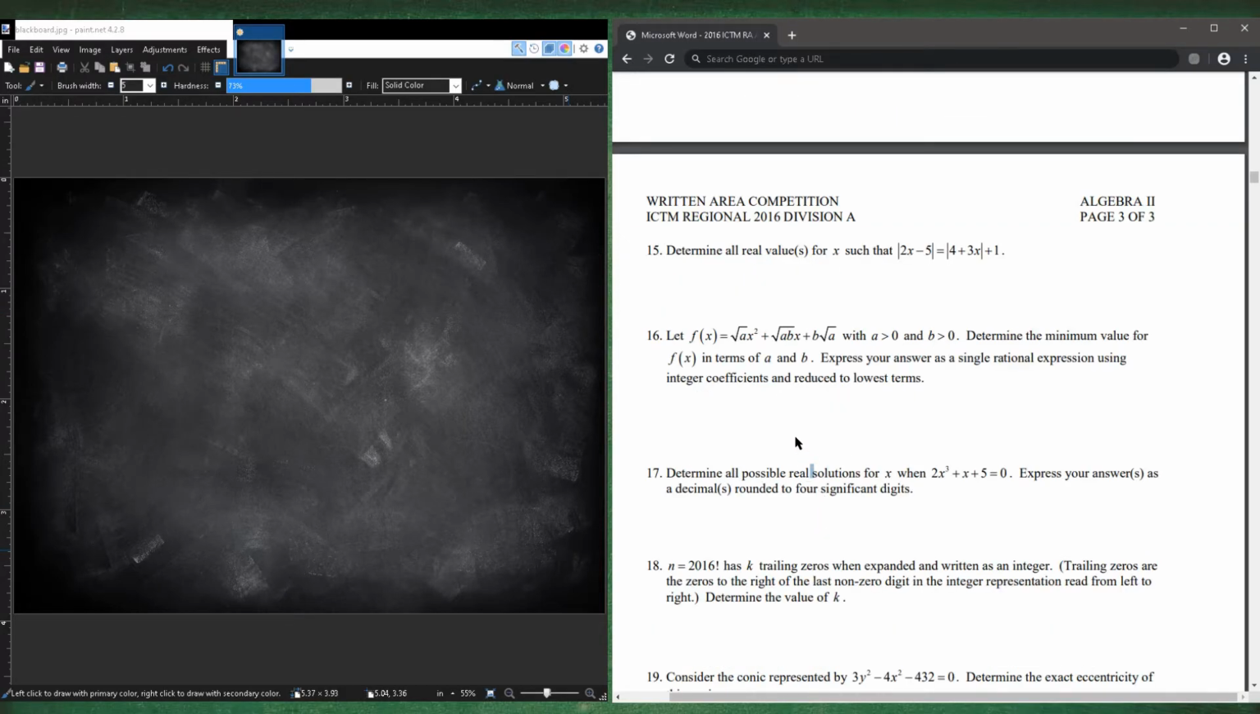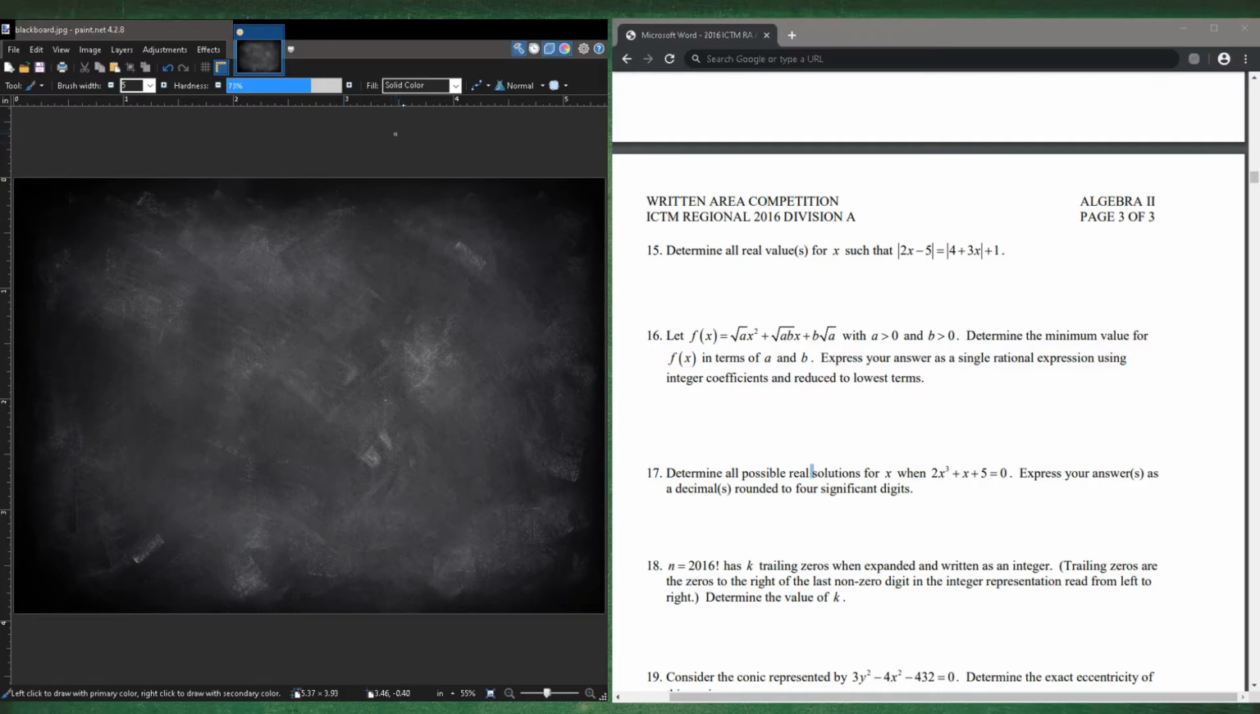Number 16, f of x is square root a times x squared plus square root a times b times x plus b times square root a, where a is positive and b is positive. Determine the minimum value for f of x in terms of a and b. This is just a quadratic, not the quadratic formula.